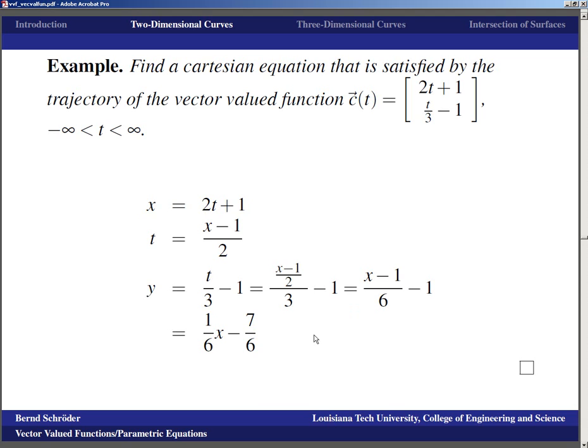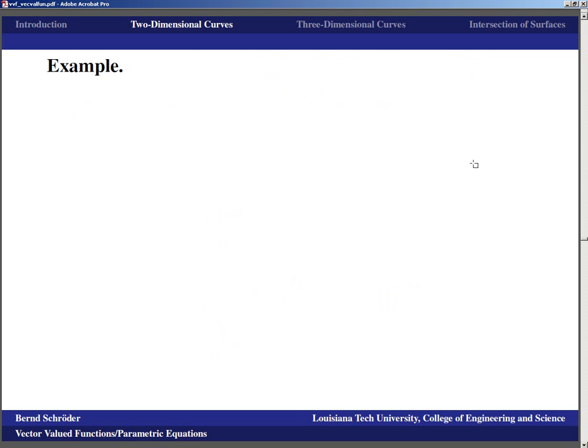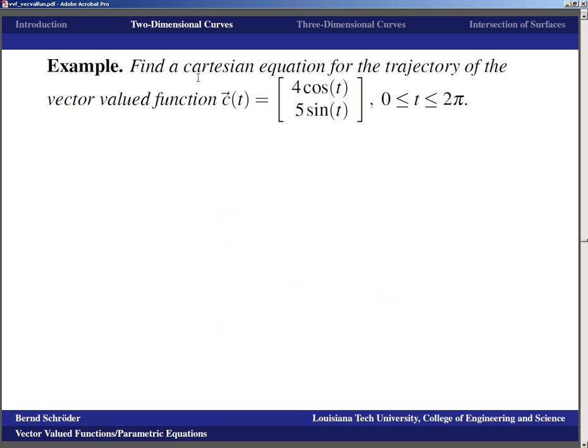So every so often we may have a chance to recognize what a vector-valued function has as its trajectory by simply going back to Cartesian equations. That can become more complicated when we're looking at the Cartesian equation for the trajectory of the function 4 cosine t, 5 sine t. And here we also have to be careful, because this is not a Lissajous figure. In a Lissajous figure, your factor is in the frequencies, right? Here we have factors in the amplitudes.